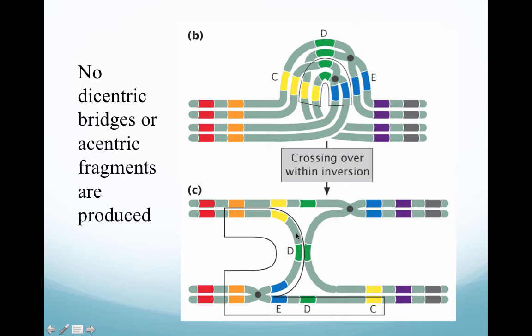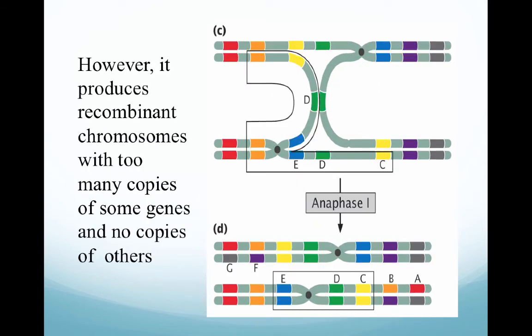So in this case, no dicentric bridges or acentric fragments are produced. We have whole chromosomes, but it's very, very difficult to keep them from pairing up, because when anaphase 1 happens and they start to separate, those recombinant chromosomes are going to have too many copies of some genes and then no copies of other genes.